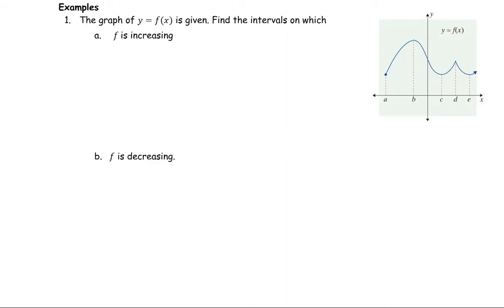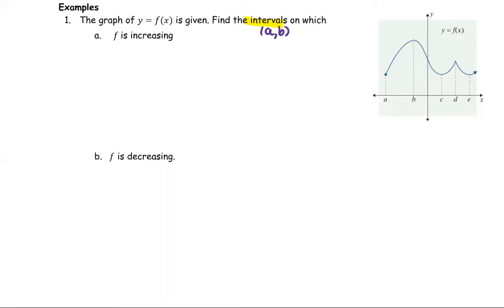In this example, the graph of y equals f of x is given. Find the intervals on which part A, f is increasing, and part B, f is decreasing. Recall when we write the interval, it's going to be an open interval like (a,b). The left-hand side is the open parenthesis, the right-hand side is the closed parenthesis, no bracket.